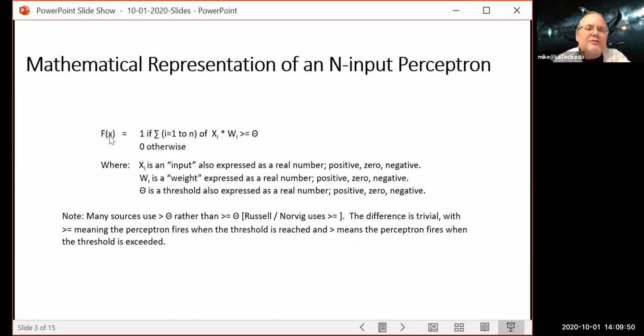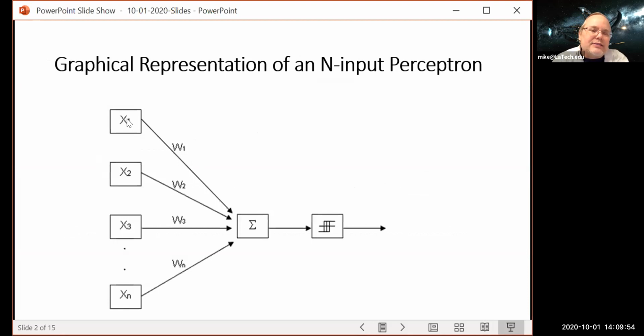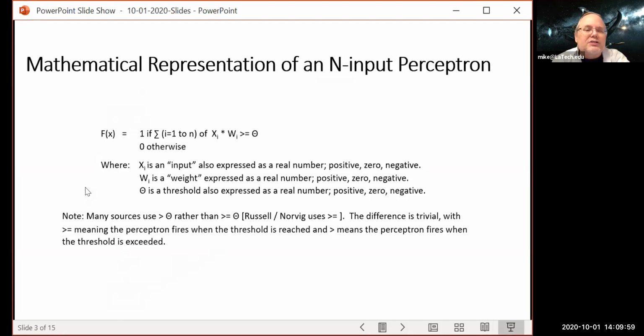So mathematically, it's a function, f of x, right? Where again, x would be an n-dimensional vector. So it's a function of the vector x, and basically it computes that function. The output of that function will either be a 1 or a 0. So even though the input to perceptrons can be real valued numbers, the output of a perceptron is either a yes, I fired, or no, I didn't. Okay, so that's an important thing about a perceptron.